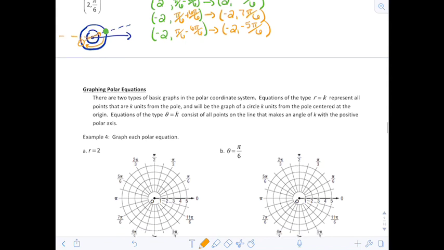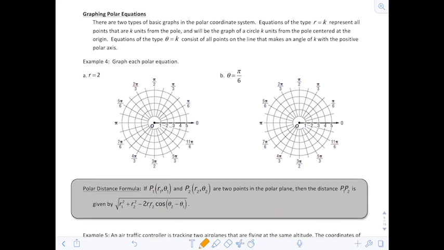Okay. The next thing we're going to do is graph some very basic polar equations. There are 2 types of basic graphs in the polar coordinate system. The first is equations of the type r equals k. In this case, k is going to be my number, maybe r equals 3, r equals 2. Now r will always be positive in this case when we graph.